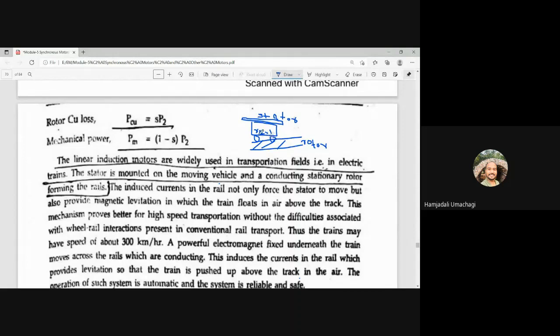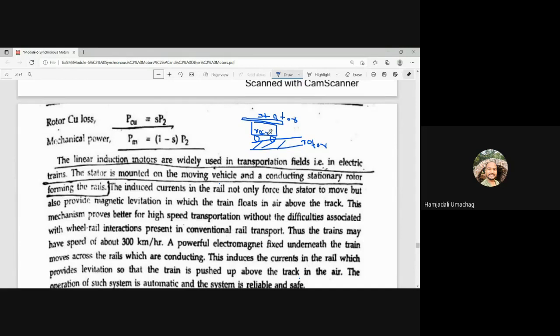Okay, thus the trains may have a speed of about 300 km per hour. So you can observe that in just 1 hour it is going to cover a distance of 300 kilometers. If you take the example of the distance between Bangalore and Bijapur, say 600 km, then in just 2 hours we can reach Bijapur from Bangalore. This is how you can reduce the transportation time here.